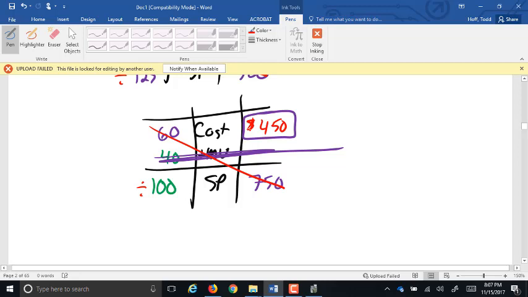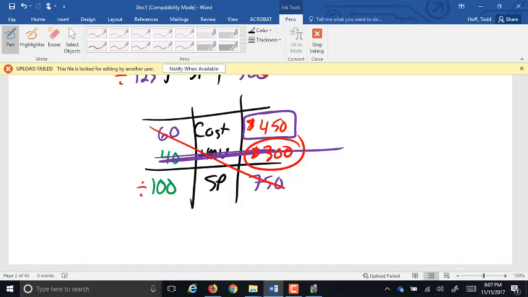For 33, then you have to find the difference. If you subtract those, that would be 300 bucks would be the markup. The 750 minus the 450 gives you the difference. Because remember, cost plus markup always has to equal the selling price.